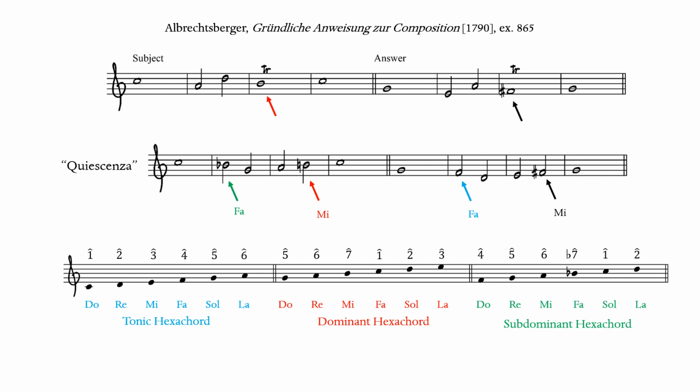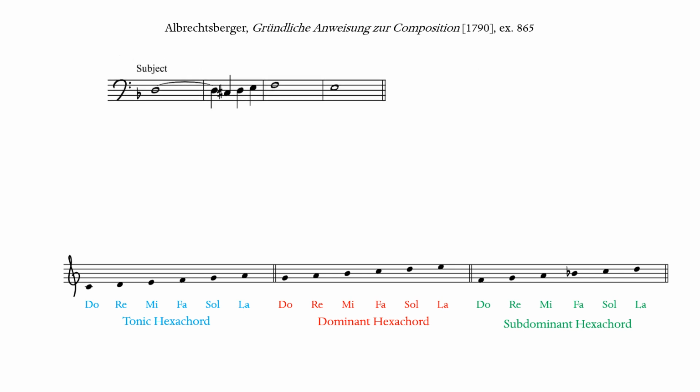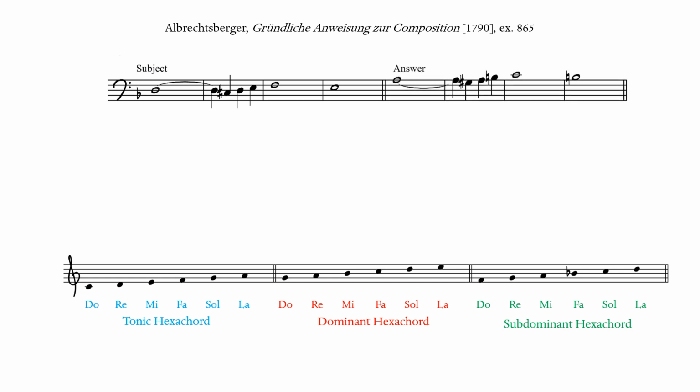Now, the minor mode is where things start to get a little bit weird. Here is a fugue subject in D minor by Albrechtsberger. It's not so hard to figure out the real answer. We simply transpose the subject exactly to begin on scale degree 5. But what about minor mode solfege syllables?